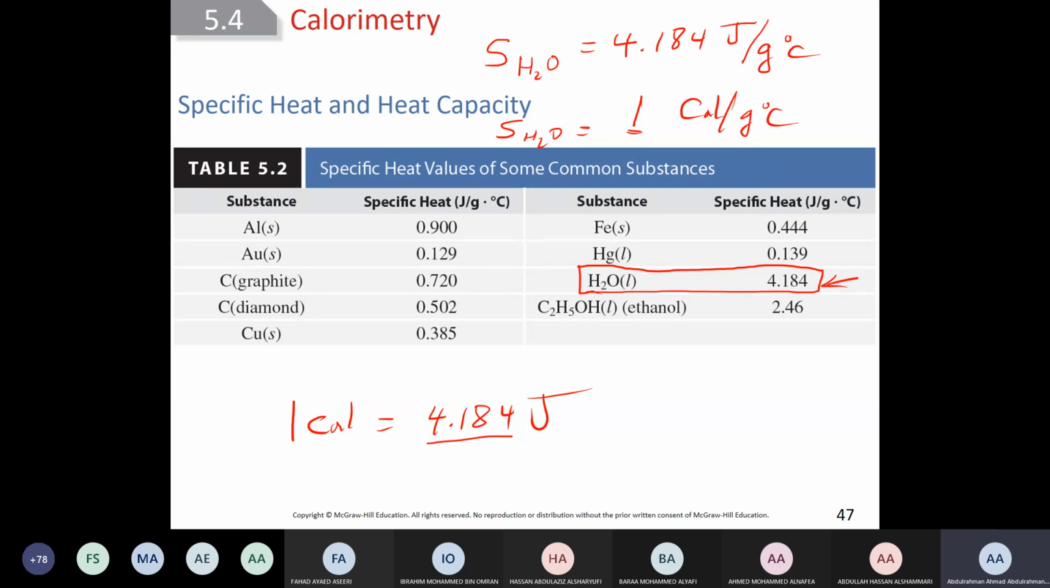Is this clear? Doctor, don't we use Kelvin as a unit of temperature? No. In this case, you use degree C. But if you are dealing with delta T, it doesn't matter whether it's Kelvin or degree C. Is this clear?